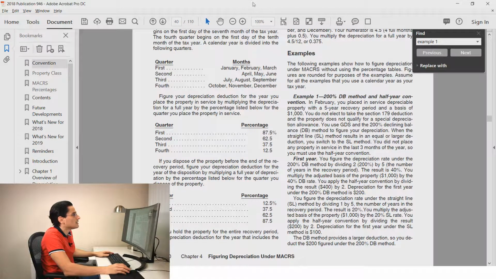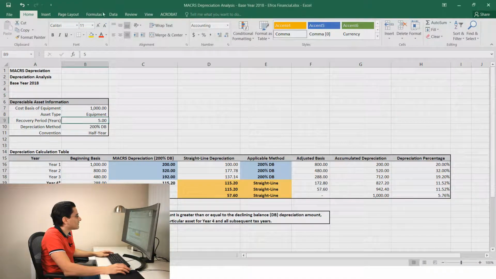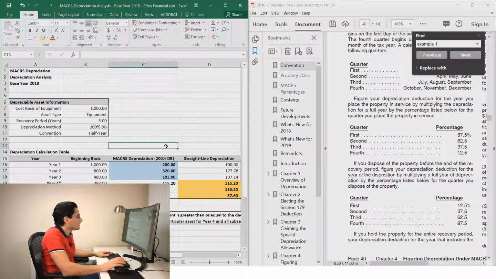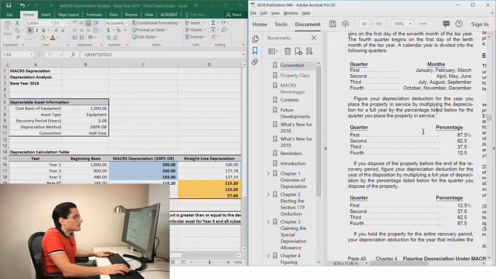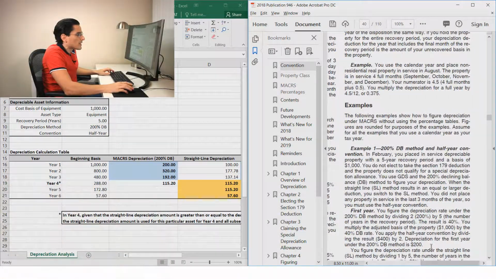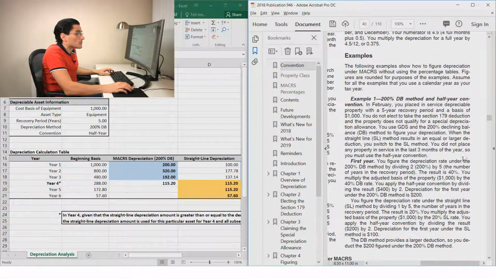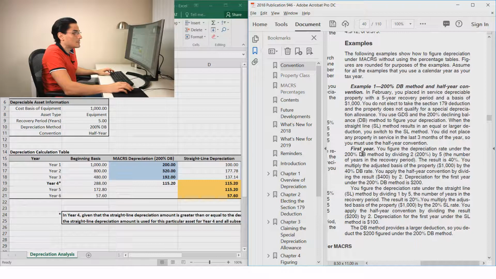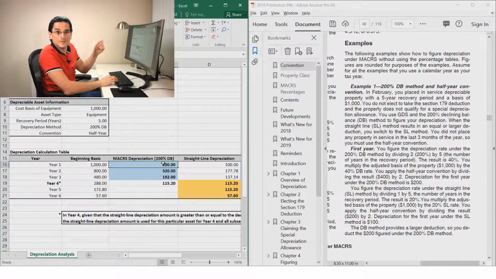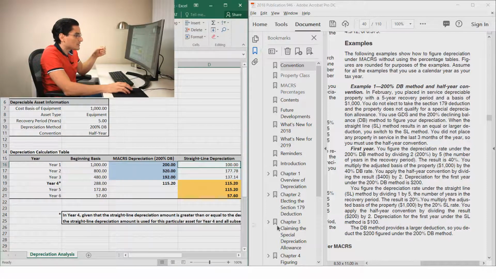And you can see here, let me make it so we can see everything at the same time. All right, so here we could see that we have the first year being, you figure the depreciation rate under the 200% DB method by dividing and so forth, which gives you the formula. Anyway, when all is said and done, the depreciation for the first year is going to be 200 under the 200% DB method. And you'll see here that it says depreciation for straight line purposes is going to be 100. So here it is right there.